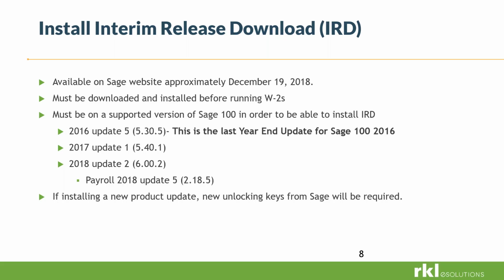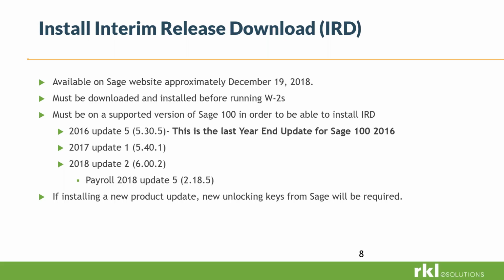Again, you must be on one of these versions in order to be able to install the IRD. And they're listed here: 2016 Update 5, 2017 Update 1, and 2018 Update 2. Now, if you're on version 2016, you want to bear in mind that this is the last year that updates will be available for that version. So in 2019, you're going to want to plan to do a full version upgrade.